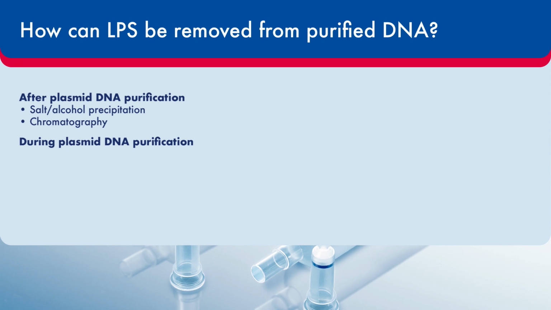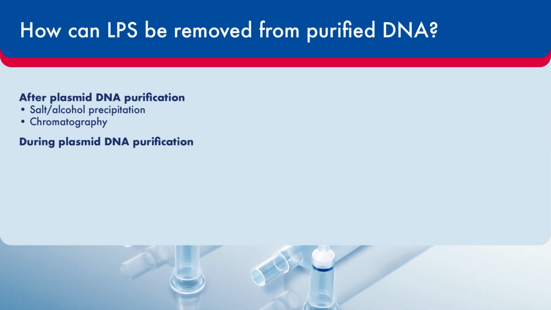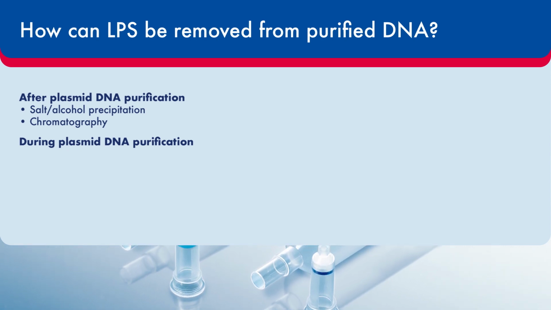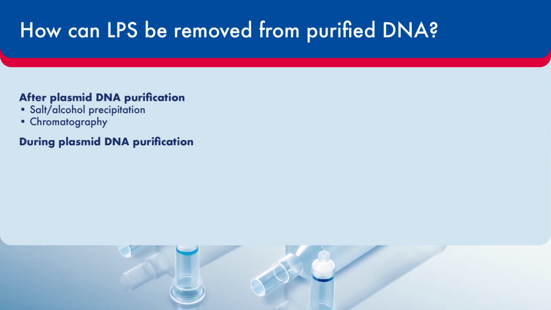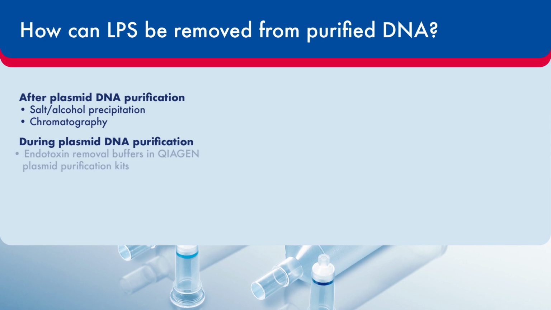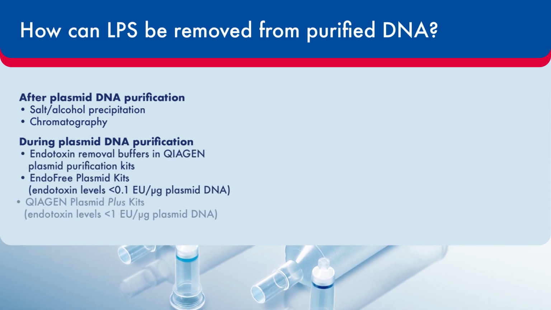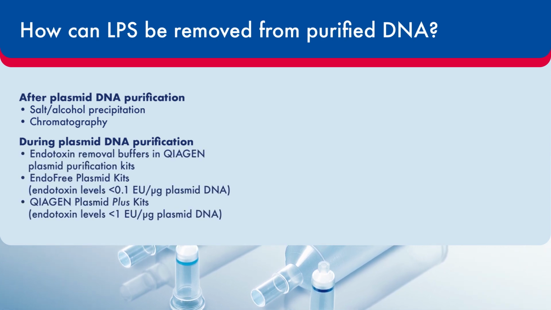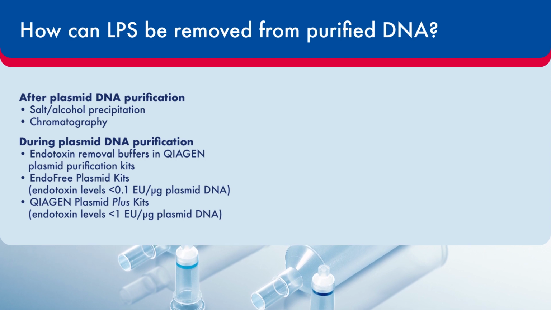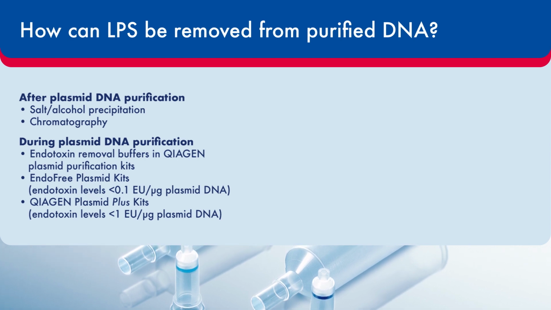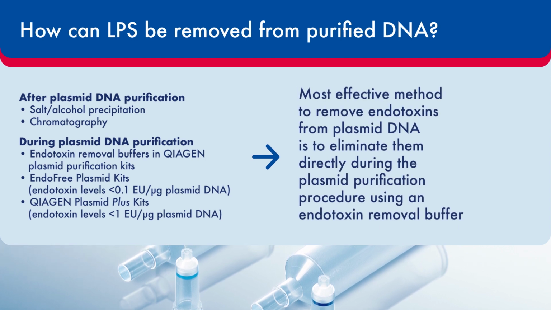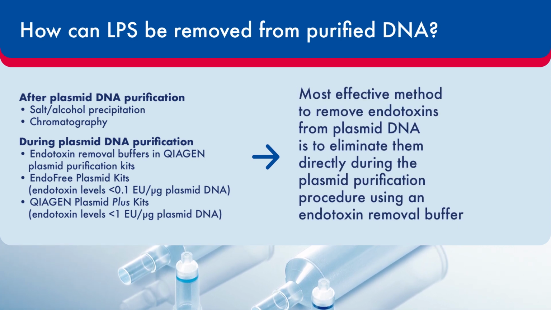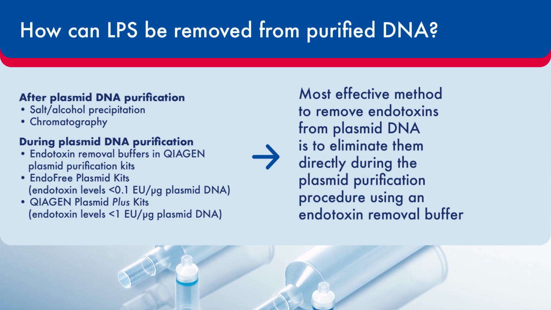It is much easier and more effective to eliminate endotoxins directly during the DNA purification procedure. Anion exchange purification combined with an endotoxin removal buffer wash, as provided with QIAGEN endo-free plasmid kits, leads to endotoxin levels of less than 0.1 EU per microgram DNA. This is suitable for very sensitive cells such as human umbilical vein endothelial cells.